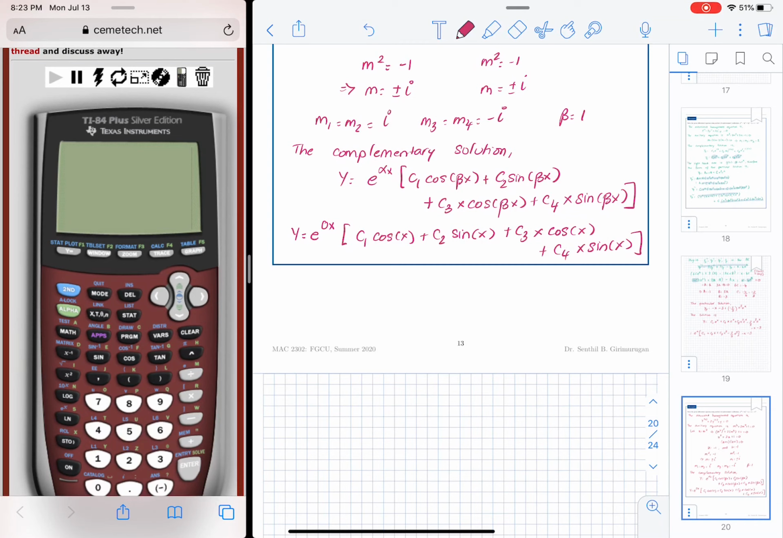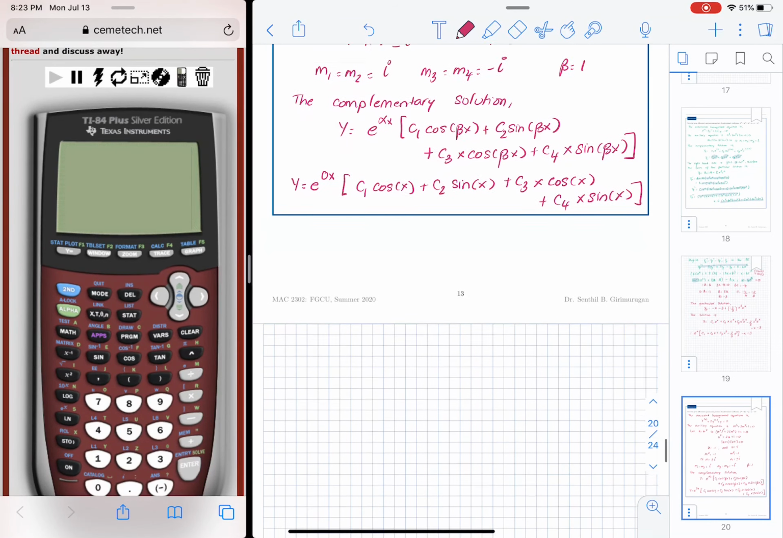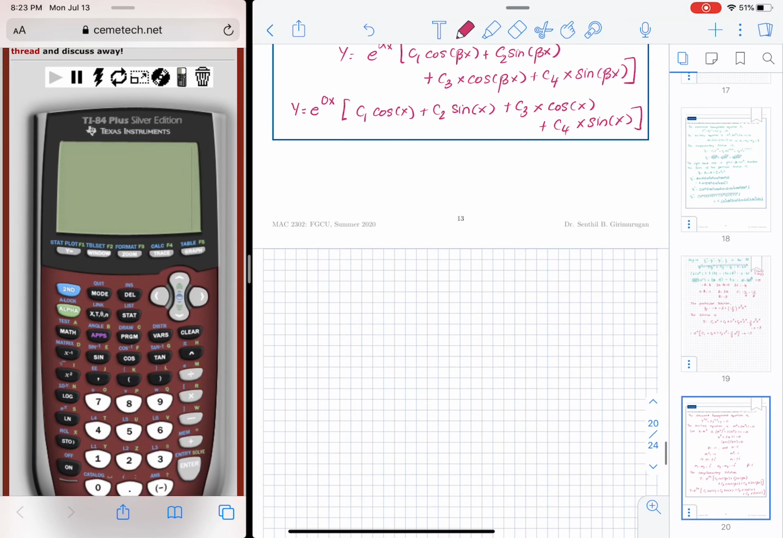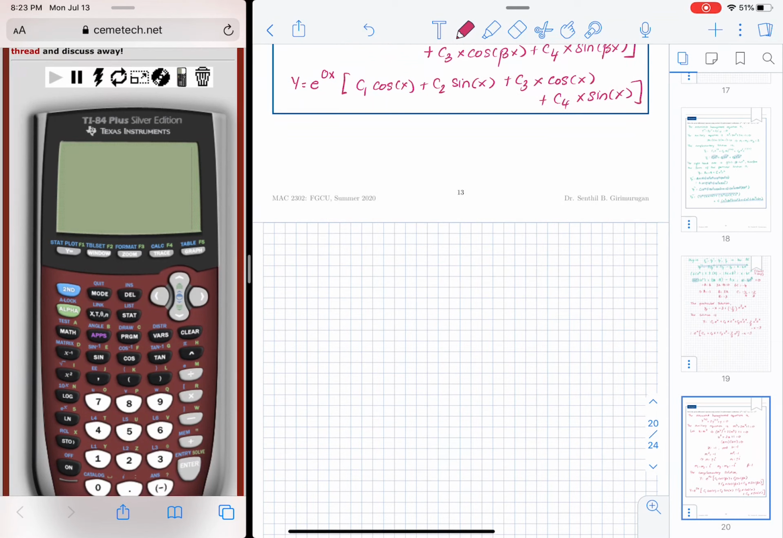So we have all the parts for the complementary equation. So yc is c1 cosine x plus c2 sine x plus c3 x cosine x plus c4 x sine x.